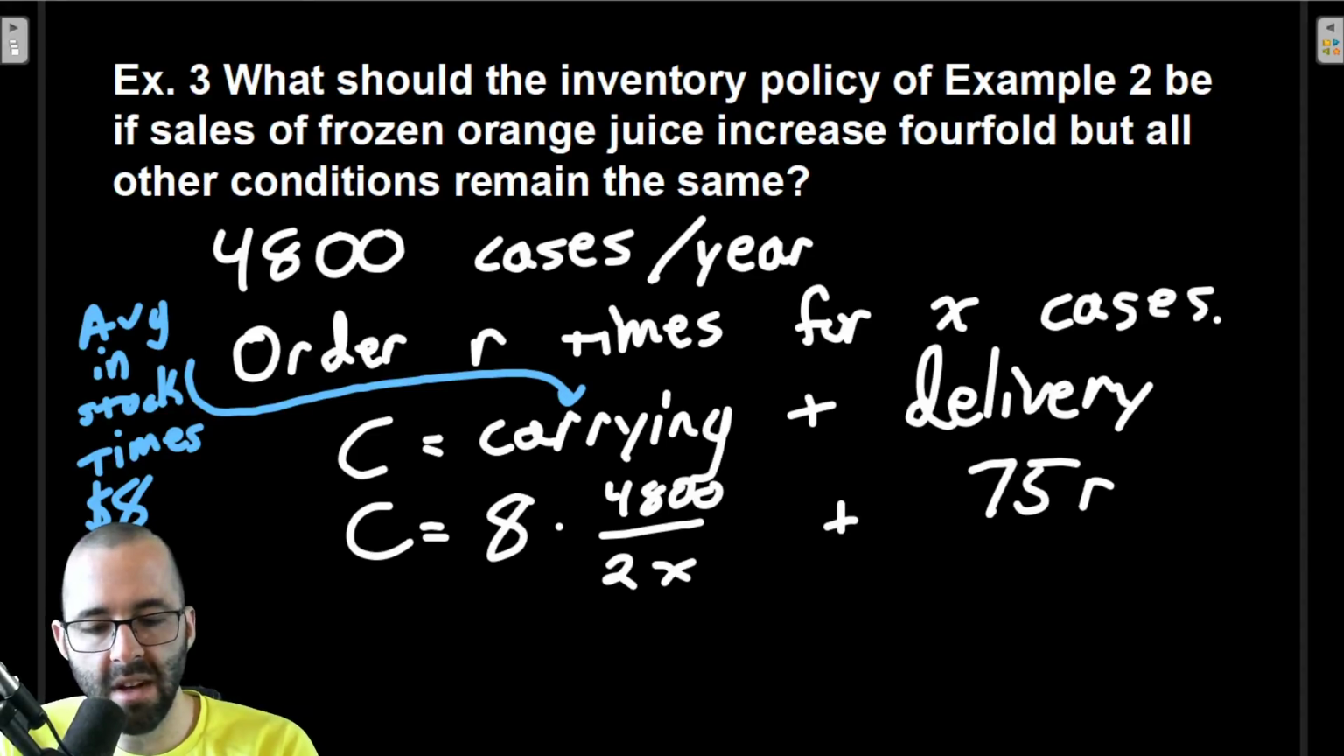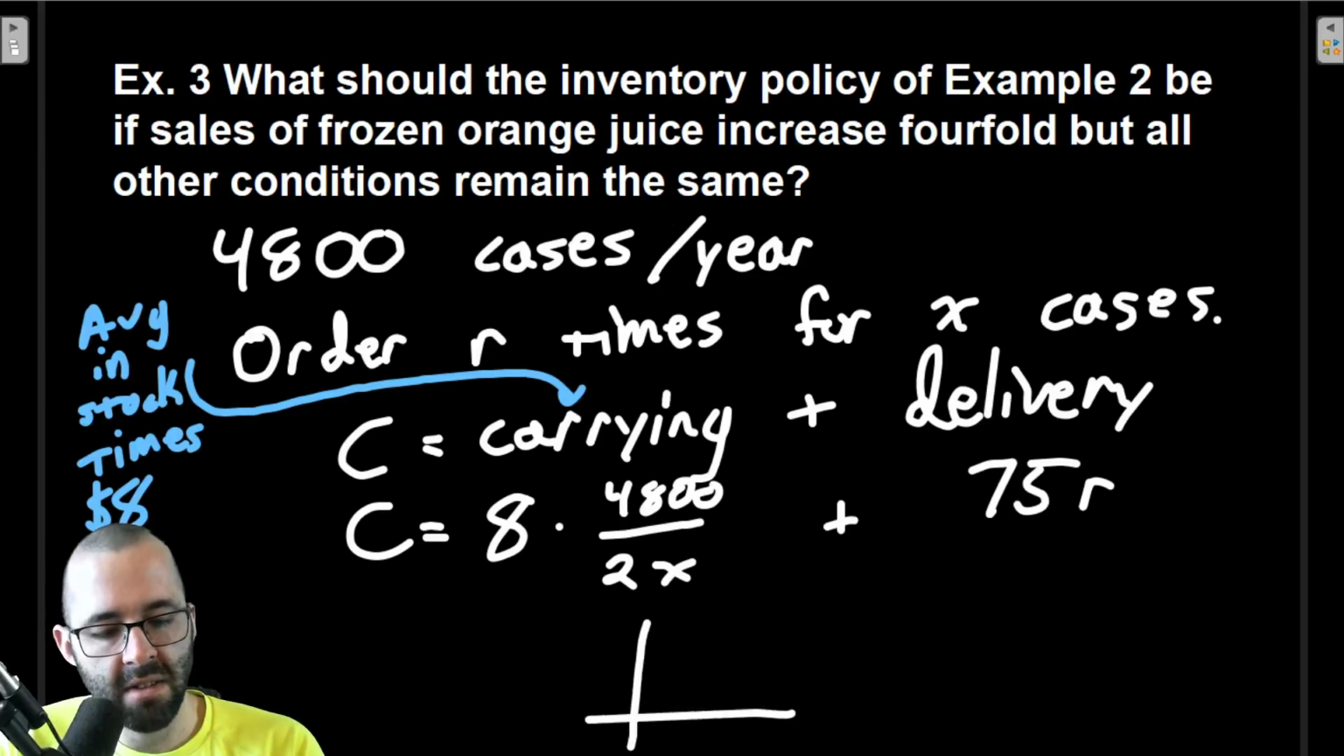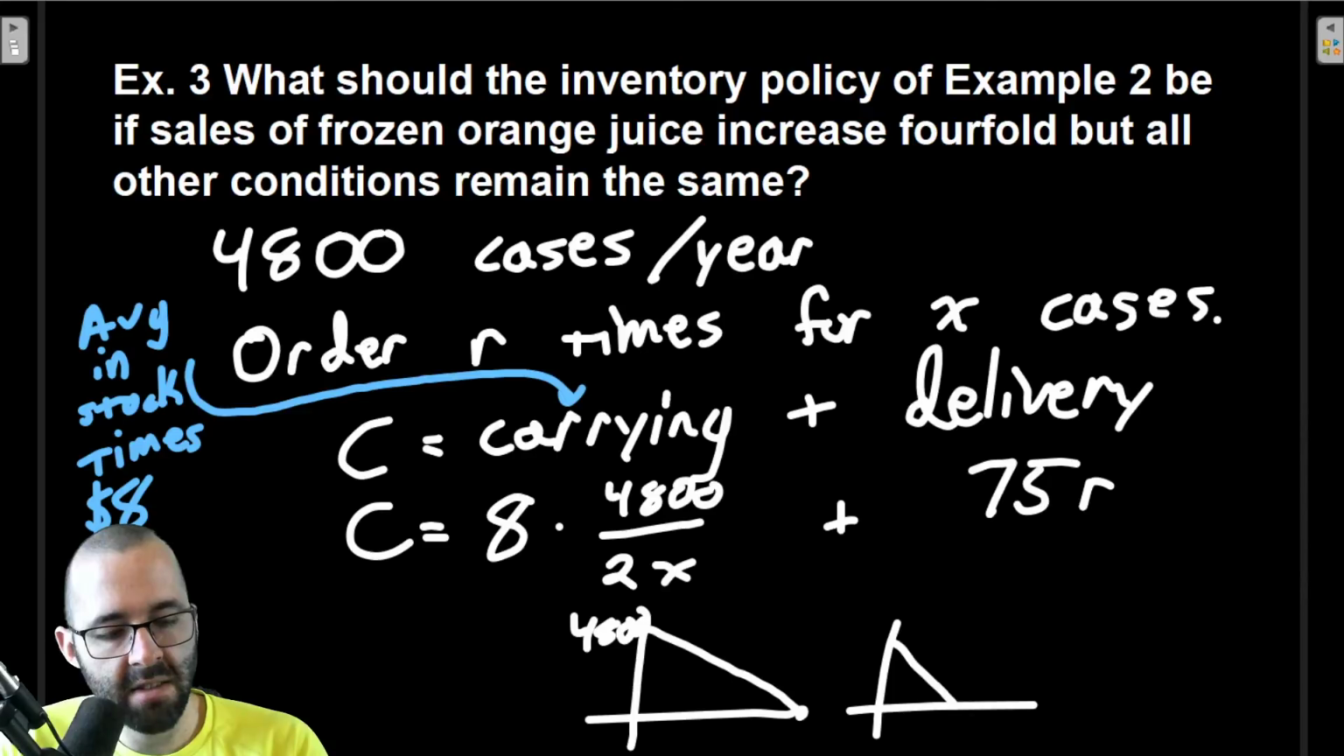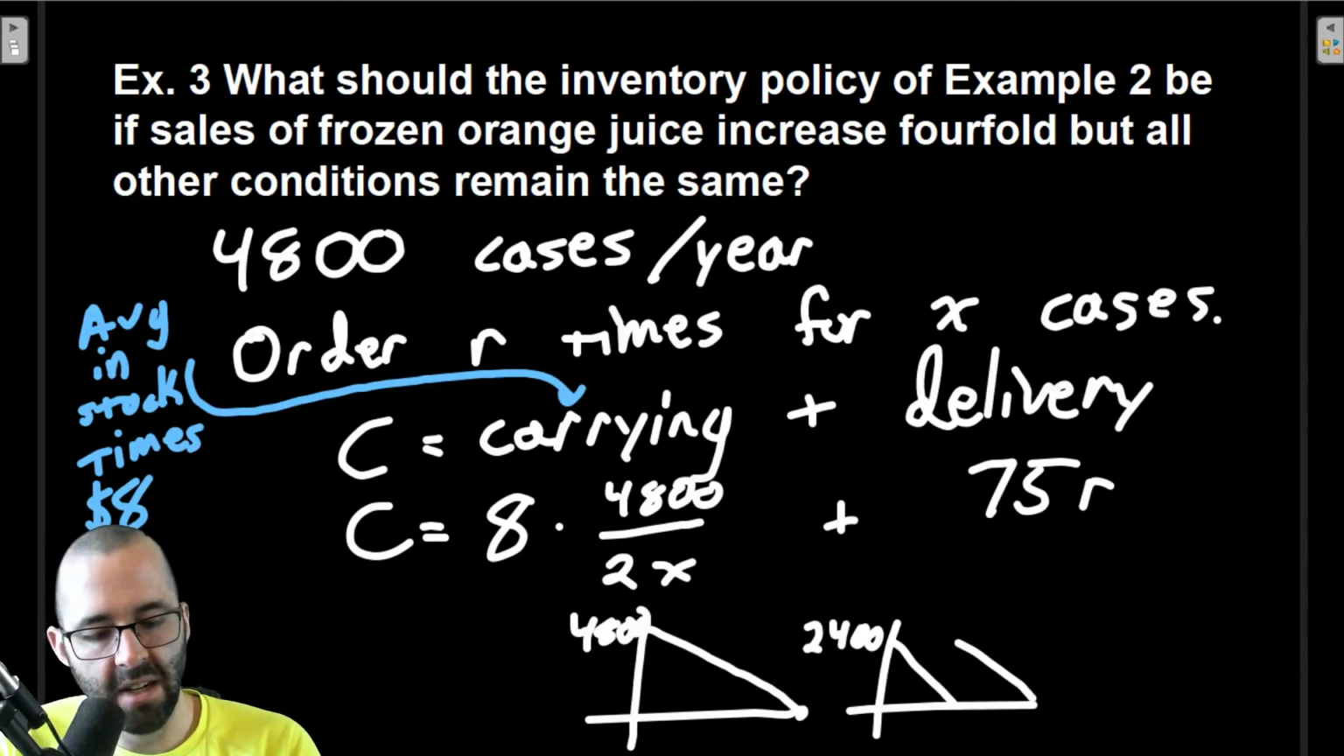Now, where did this come from for the average? Where it comes from is what we looked at in the first example, where if we order once, we're just averaging half of 4,800. If we ordered twice, then each order would be 2,400. Oh wait, I think I'm combining things. I actually think I made a mistake here.